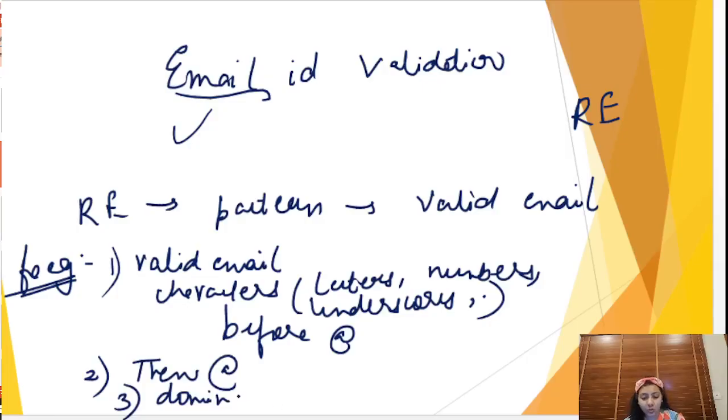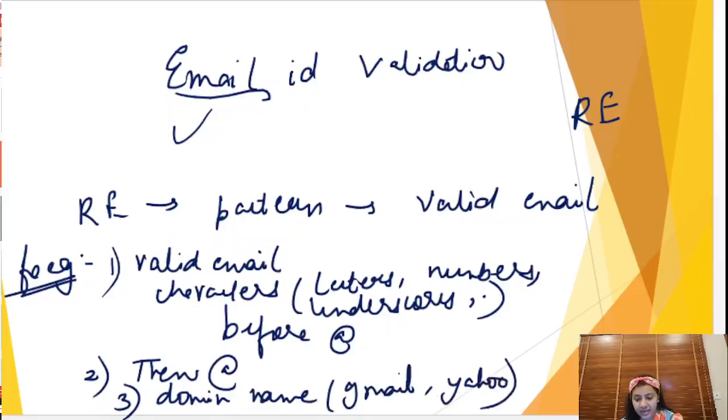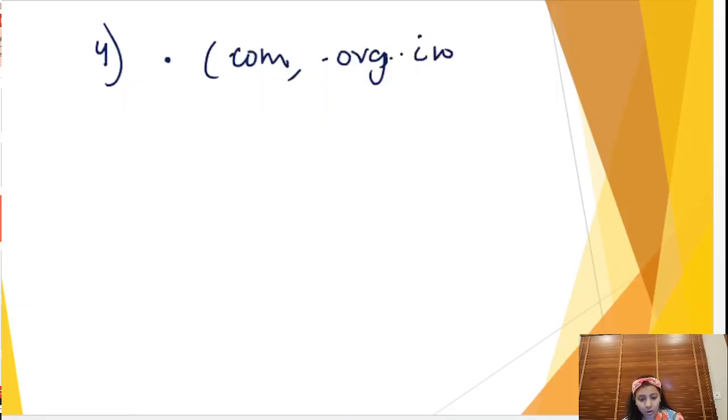The third rule says then a domain name will be there, like whether it's a Gmail account or a Yahoo email ID. Then a domain name which tells us whether it's Gmail or Yahoo. Then finally a dot will be followed by either .com or .org or .in, basically the domain extension. So this all can be represented as a regular expression.